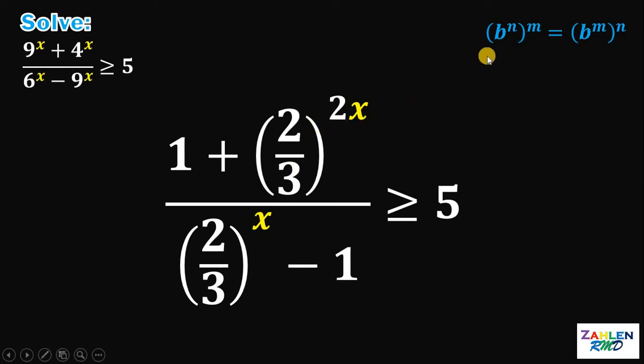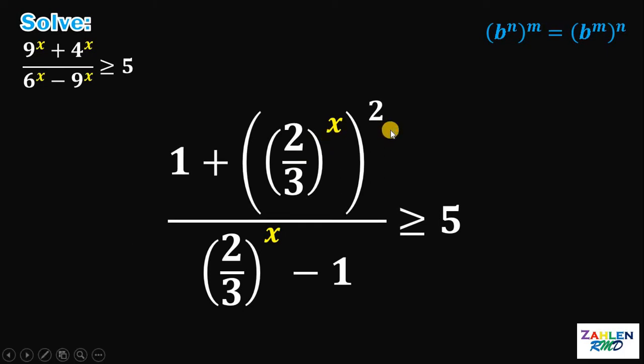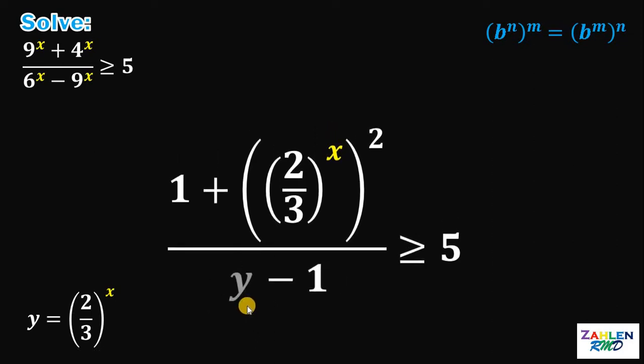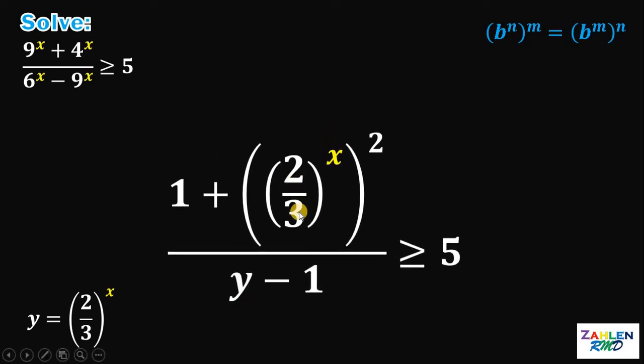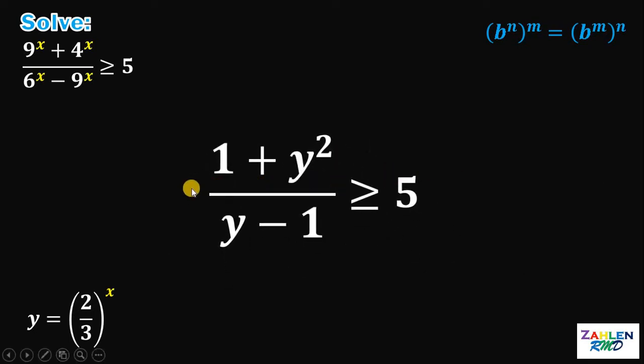And also take note that if we have b raised to n raised to the power of m, it is equivalent to b raised to m raised to the power of n. Thus, this 2 over 3 raised to 2x can be written as 2 over 3 raised to x, raised to 2. Now, to make this simple, let y be equal to 2 over 3 raised to x. Therefore, this 2 over 3 raised to x on the denominator is just y. And on the numerator, we have 2 over 3 raised to x quantity squared, which is just y squared. So we have now 1 plus y squared all over y minus 1 greater than or equal to 5.